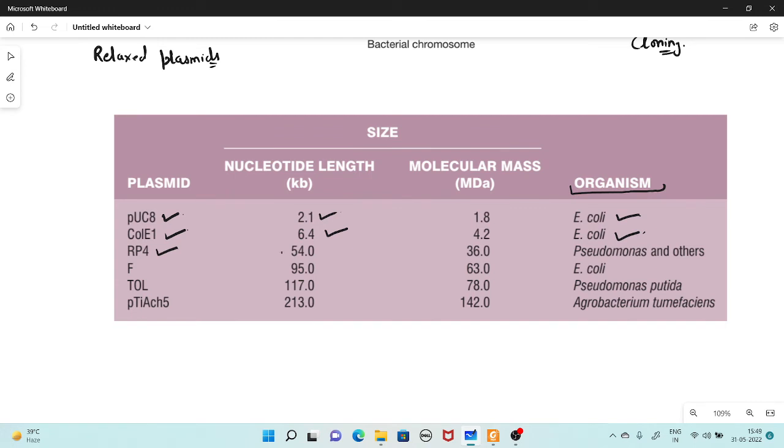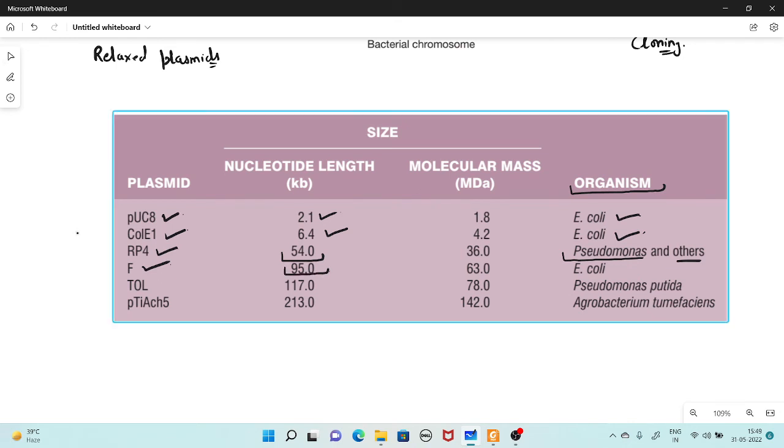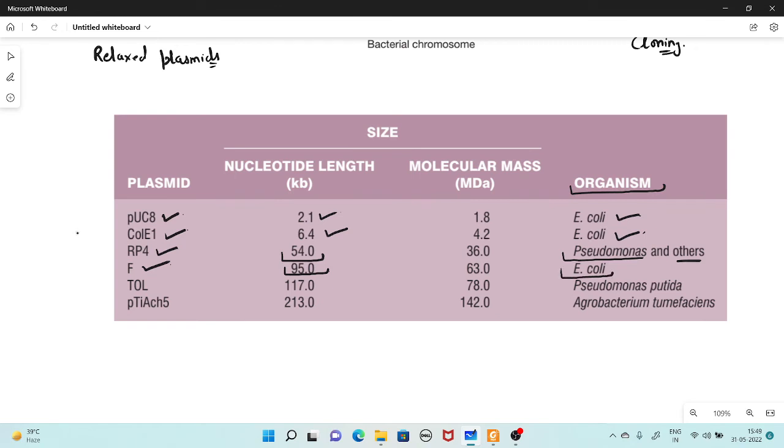Then we already saw the RP4 plasmid. It has a nucleotide length of 54 kilobase pair, and it is present in Pseudomonas and other organisms. Then we have the F plasmid. It has a nucleotide length of 95.0 kilobase pair, and it is present in E. coli. Then we have the TOL plasmid. It has a nucleotide length of 117 kilobase pair, and it is present in Pseudomonas. Then we have another one, the pTiACH5 plasmid, which has a nucleotide length of 213 kilobase pair, and it is present in Agrobacterium tumefaciens.